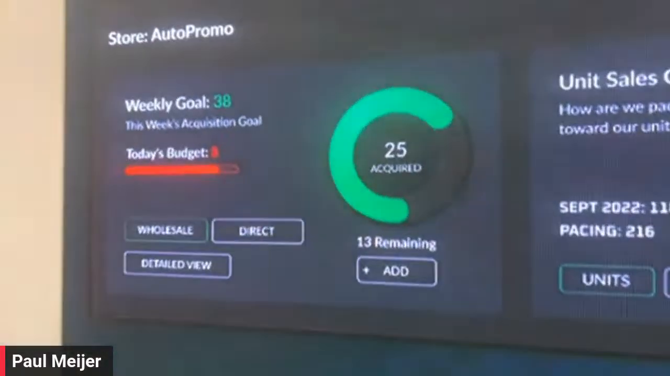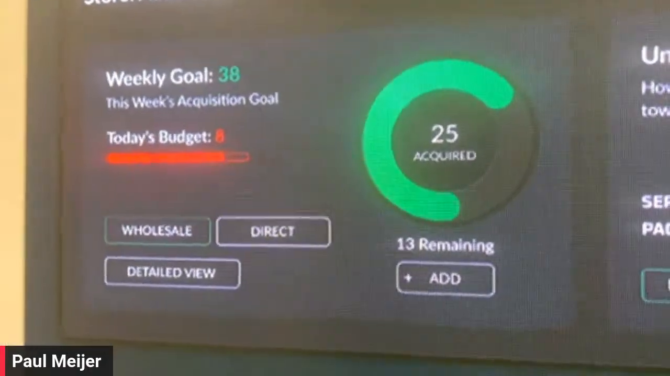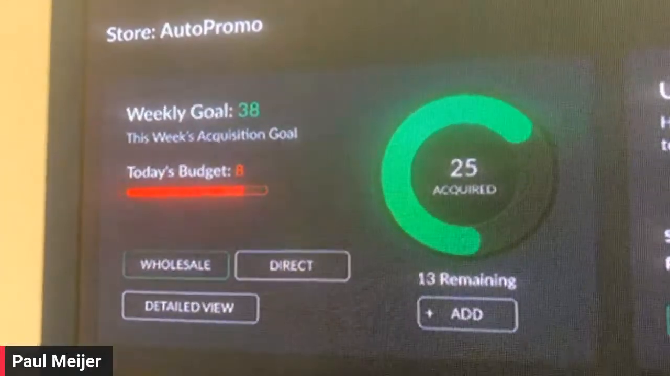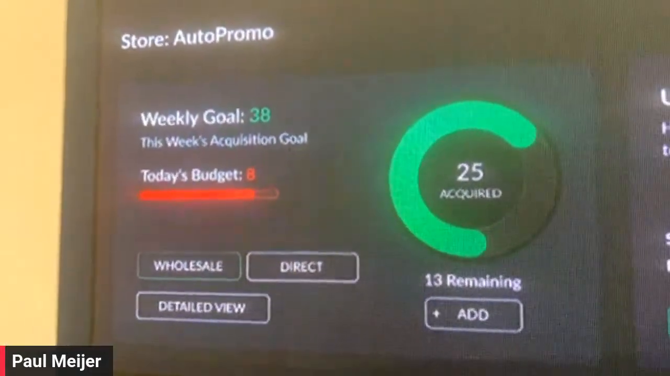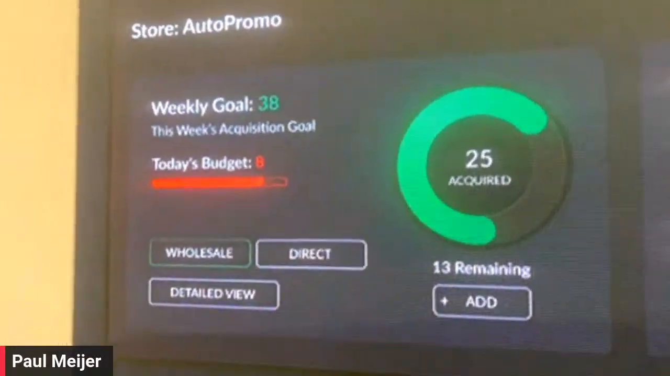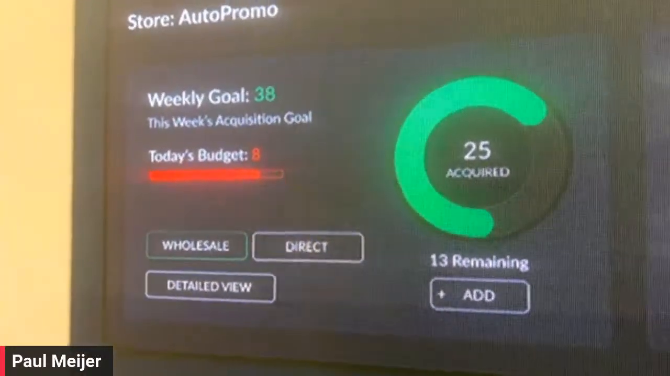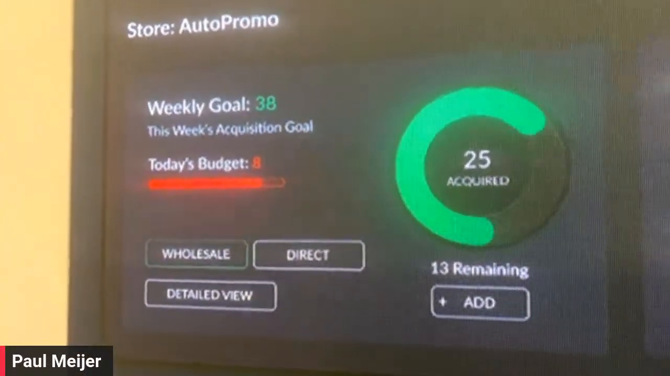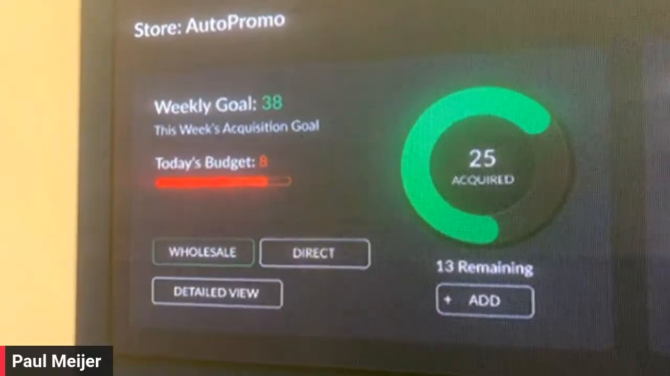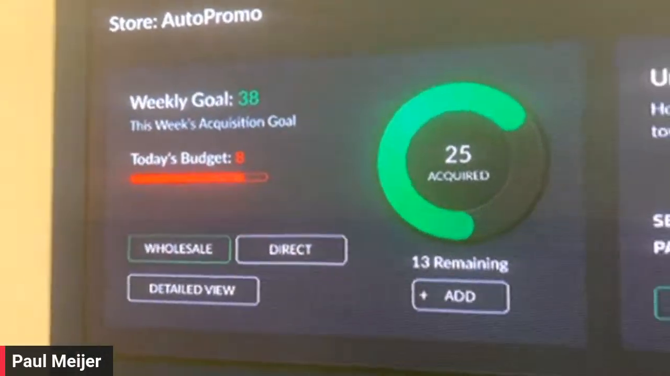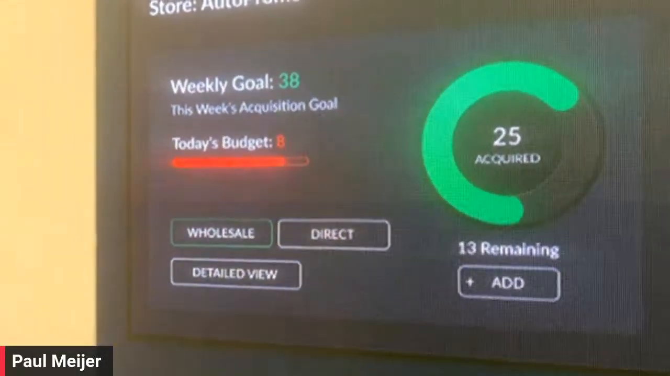Yeah, so you can see you have a weekly goal, both in wholesale and direct, so direct to consumer, or what you have to get outside the store. Talk to me about the weekly goal. That's the number of units that you're looking to acquire. When you have a sales goal and a unit goal, to meet that sales goal, we break it down by weekly numbers, so that you can get that elephant bit one bite at a time.